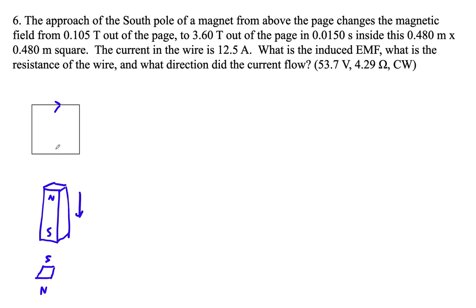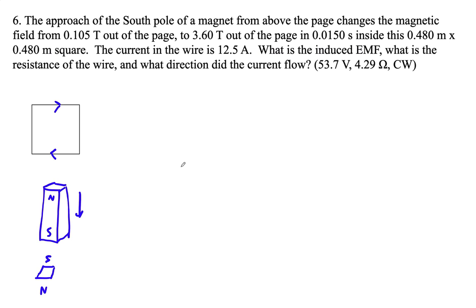Okay, so let's go over that again. The south pole magnet is approaching, right? We don't want it to approach, so the way to repel it is to create a south pole that repels that, right? The way to create a south pole is for the current to flow clockwise, and that creates a south pole out of the page, right? Okay, so clockwise. And then, let's see, the current is 12.5 amps.